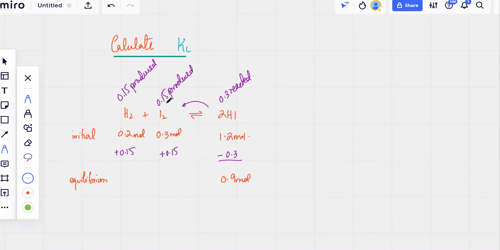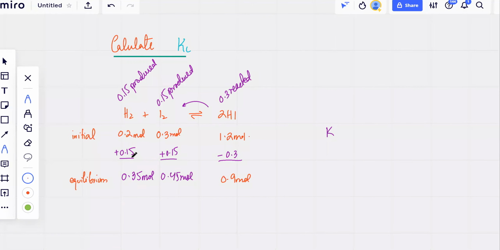Is this clear? Yes, sir. And finally, you have 0.3 moles right at the beginning and 0.15 extra getting produced. So you have 0.45 moles at equilibrium. And over here, you had 0.2. Now there's an extra 0.15. So the moles at equilibrium are going to be 0.35. And you can now find the value of Kc.